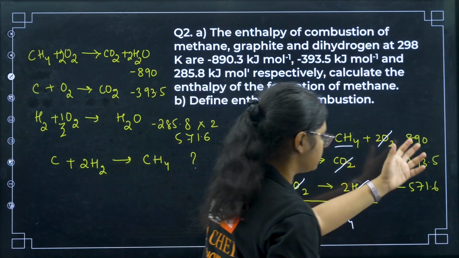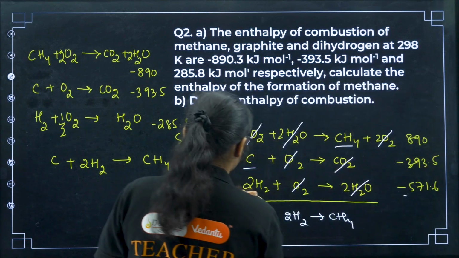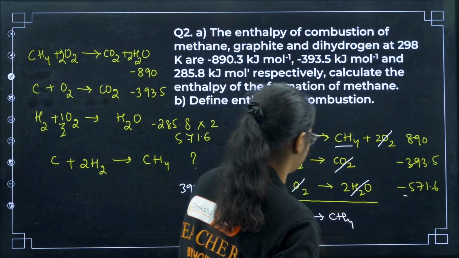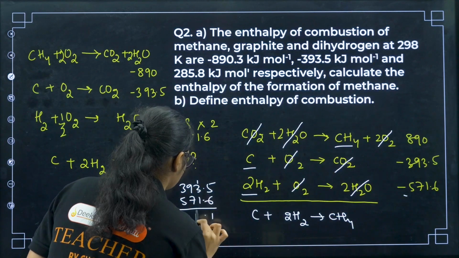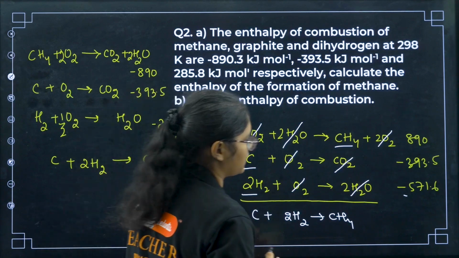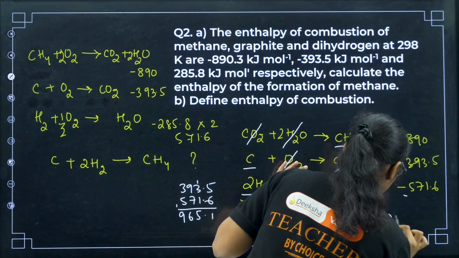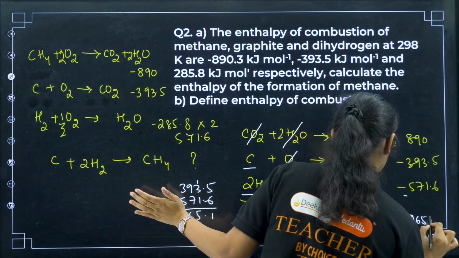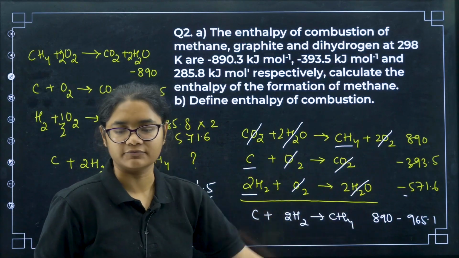Now if I just solve this, how much will I get? Let me first add this one, 393.5, and I have 571.6. I will add this and get 965.1. So I have 890 minus 965.1. You can solve this and the answer you get will be the answer for this question.